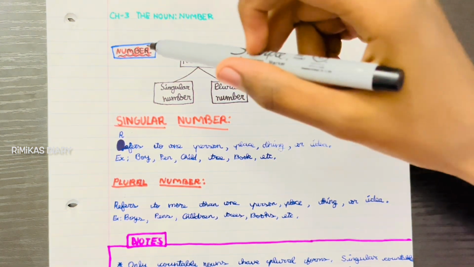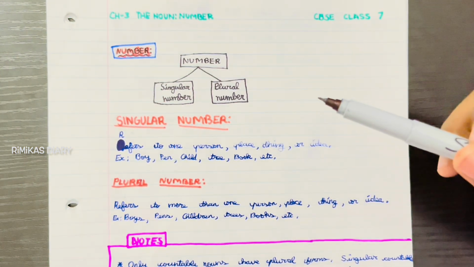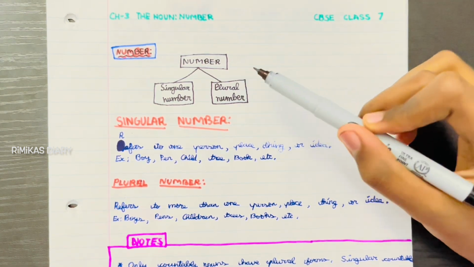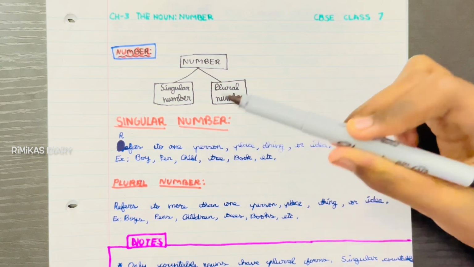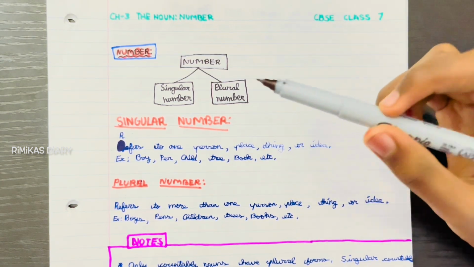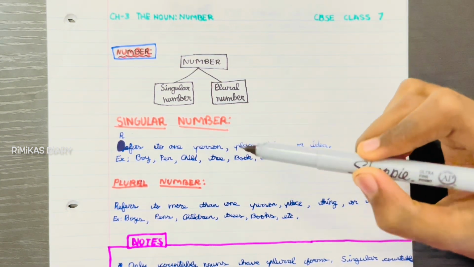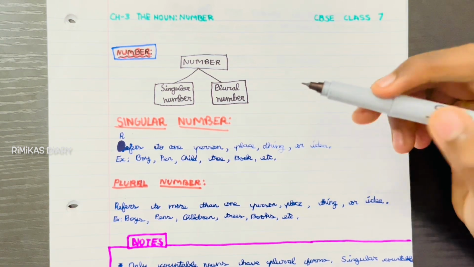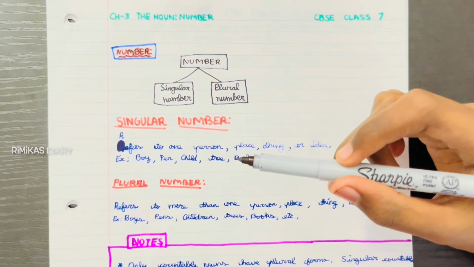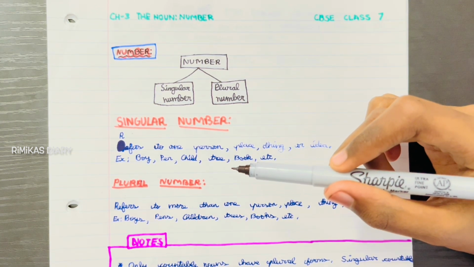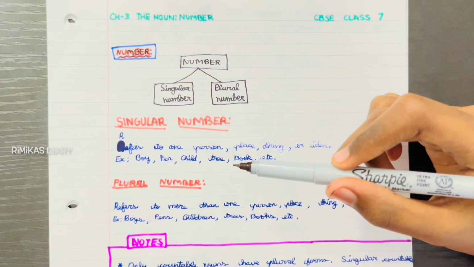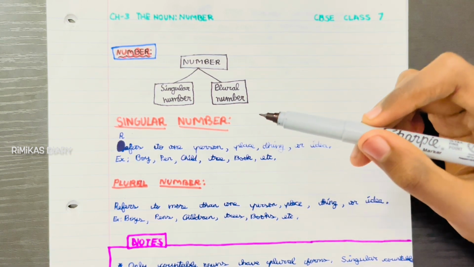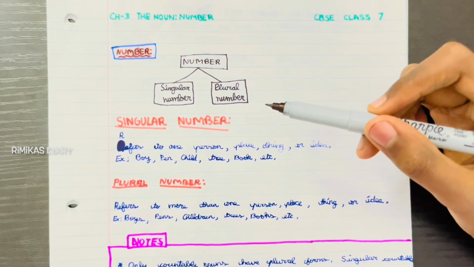First, let's learn about number in grammar. There are two forms of number in grammar: singular number and plural number. Singular number refers to one person, place, thing or idea. Example: boy, pen, child, tree, book, etc. So it refers to only one person, only one place, only one thing, or only one idea.